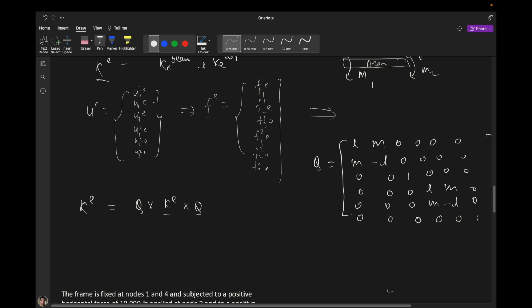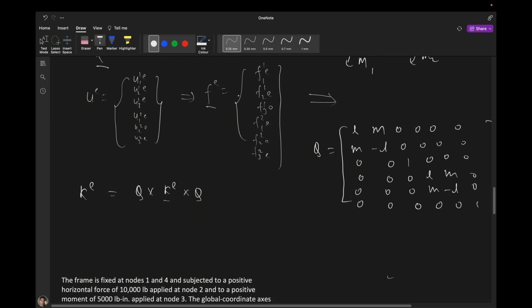In the same way, since all these are in the local coordinate axis, if I want to write in the global coordinate axis, then I have to multiply Q times FE.